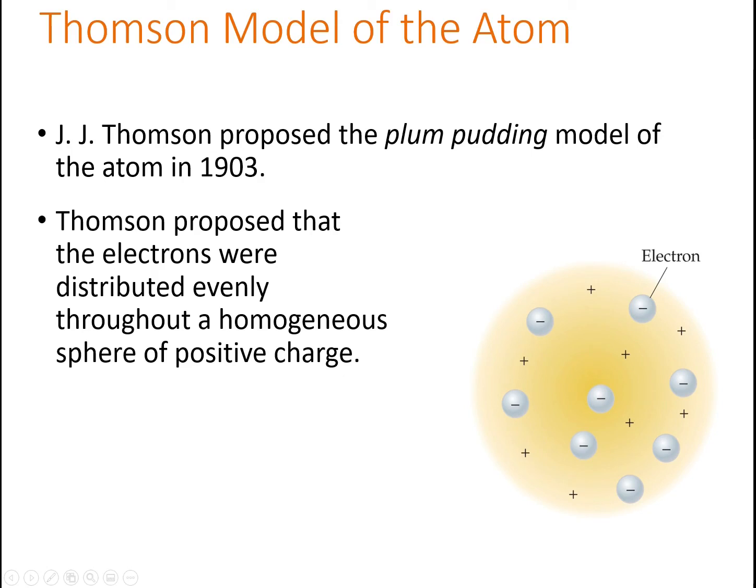So after he had this discovery of the electron and everything, he's toying around with these ideas in his mind about the atom, right? And he eventually proposes the plum pudding model in 1903. And what that says is that electrons were distributed evenly throughout a homogeneous sphere of positive charge.